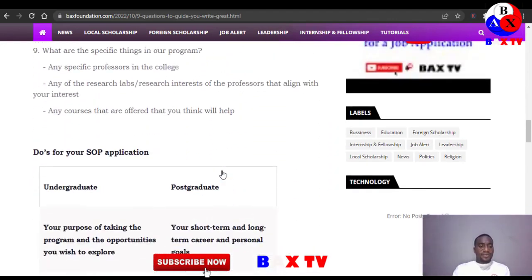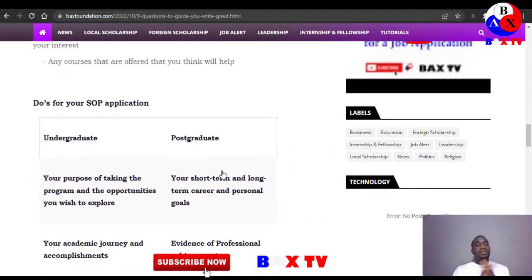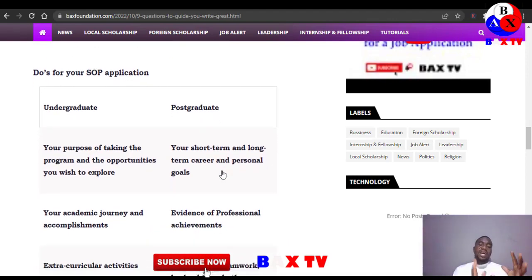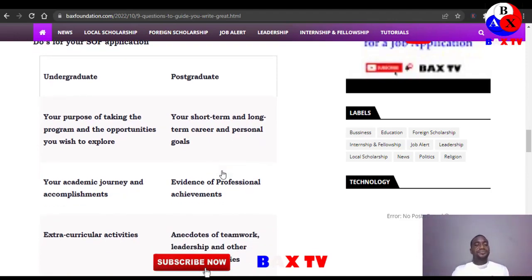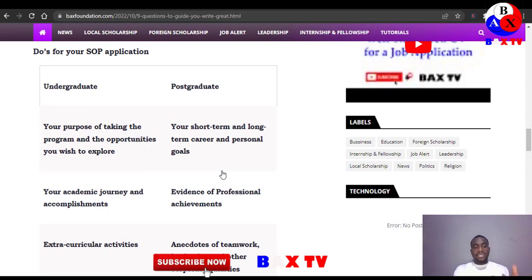Now I want to speak on some few things. We want to look at the do's for your SOP application, the things that you need to do. For instance, if you are writing an SOP for undergraduate studies, let's finish with it before we come to the postgraduate.